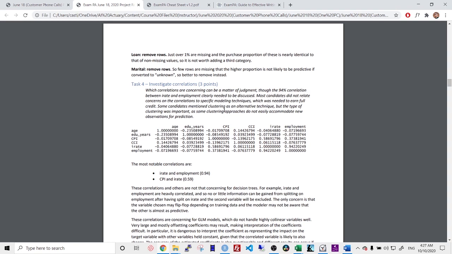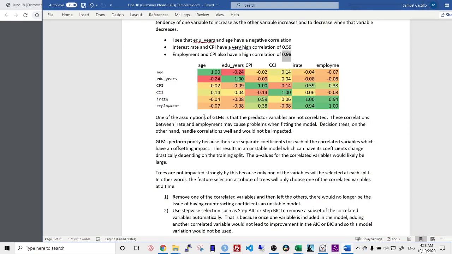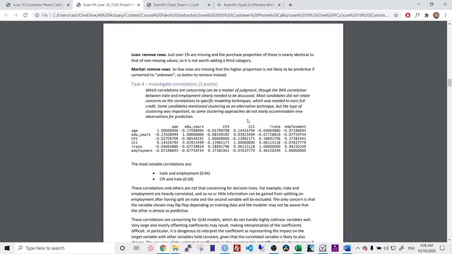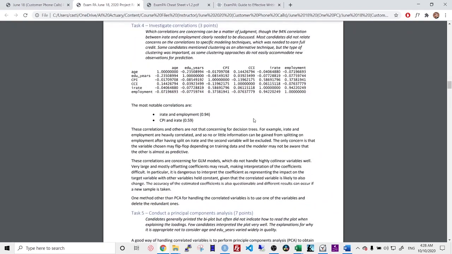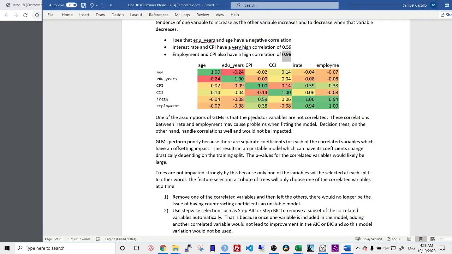And some candidates mentioned clustering as an alternate technique, but the type of clustering was important, as some clustering approaches do not easily accommodate new observations for prediction. I think what they're talking about is that for k-means, you'd have a number of cluster centers, but k-means doesn't work if you have categorical data, right? K-means is only for numeric data. Hierarchical clustering could use a mix of both data types, but if there are new categories in the data, it would not accommodate prediction, or new combinations of categories. So yeah, I think clustering is actually another alternative approach that could be used.